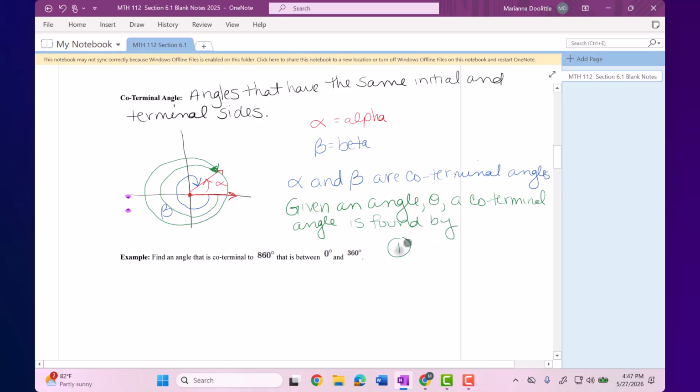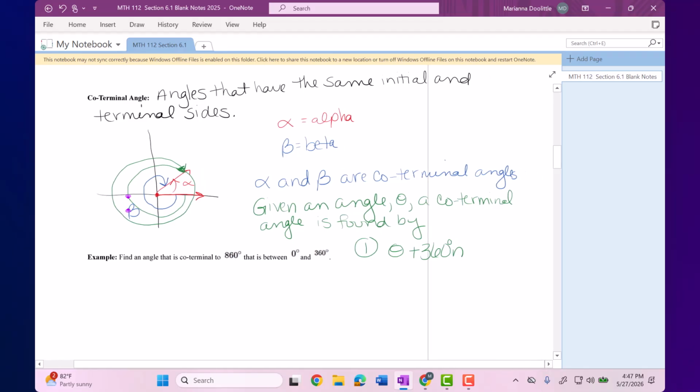So there's going to be two formulas. So you have an angle that you're given and you're asked, hey, I need a coterminal angle. Here's going to be the ways in which you can find those. You can take your angle that was given to you and add 360 degrees times n. Now, n is looking at the number of times you're going to be rotating around. n starts at 0, then 1, then 2, then 3, all these whole numbers because we're doing full rotations around.